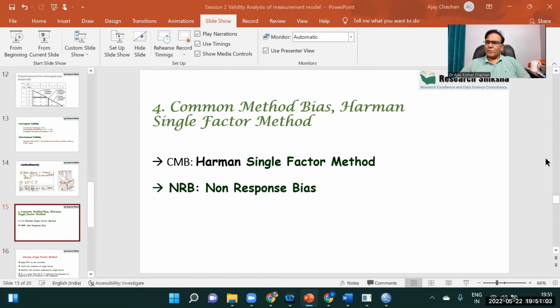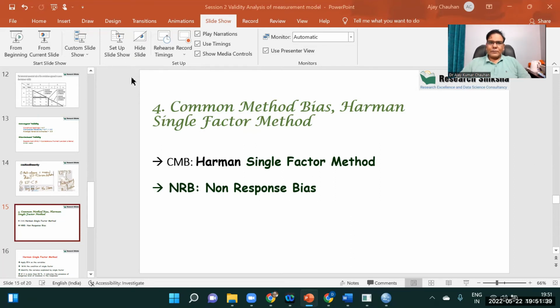There are two types of biases I have seen in papers. One is the common method bias, and the second is the non-response bias. I found that many times scholars are not aware of these biases, so they don't know how to tackle them. But these two biases are very common, and slowly, I believe the reviewer will ask you about these things. So this is about common method bias.